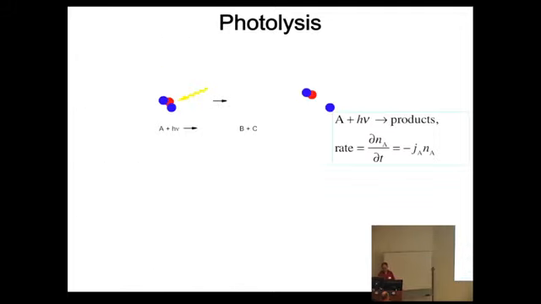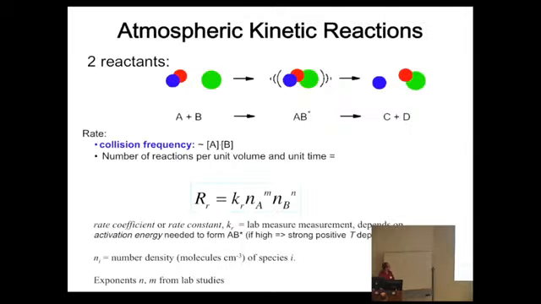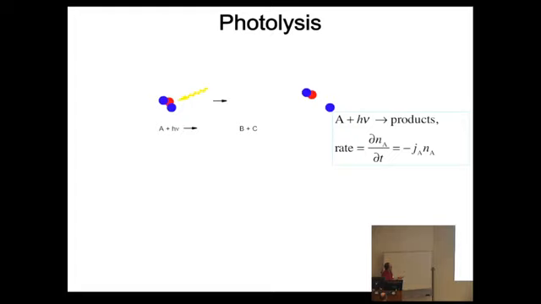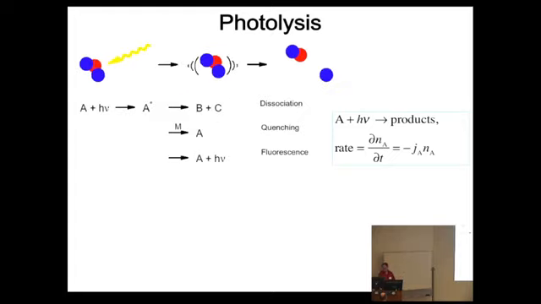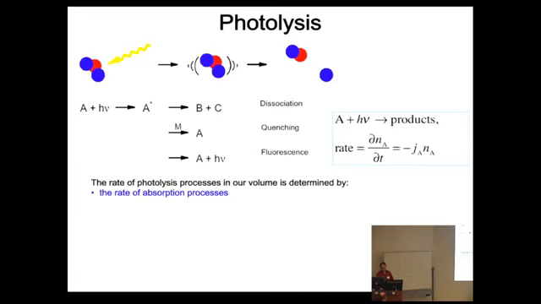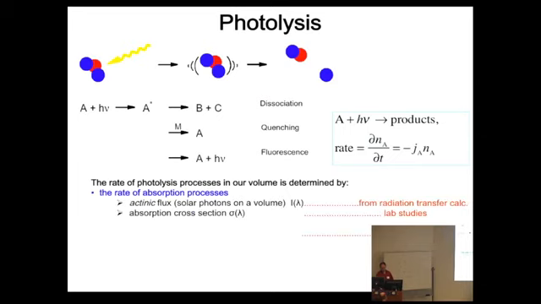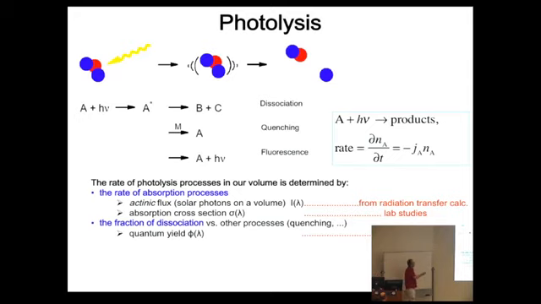And photolysis is also similar, in that you've got a rate now. This is the R that was on the previous slide. And here you've got some photolysis coefficient. And the thing is, this doesn't all go to the product. Sometimes it can do other things. So there's an efficiency factor that has to be taken into account. So the rate of absorption processes, the absorption cross-section, the fraction of dissociation that gets what you want instead of these other pathways, the quantum yield.